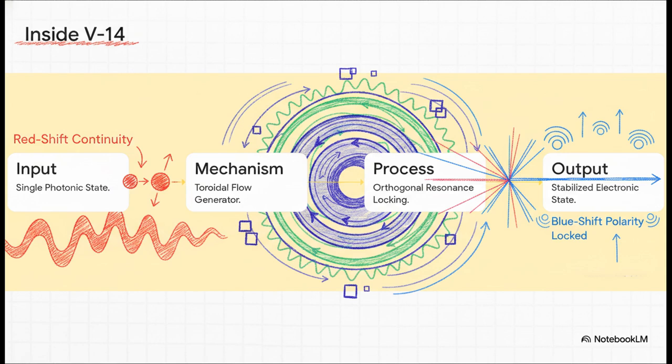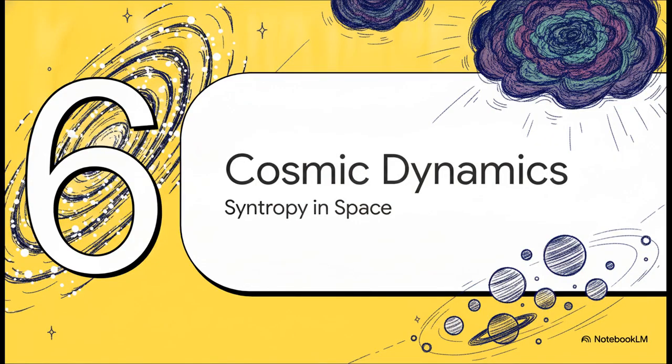So the input is a raw single photonic state, which is characterized by redshift continuity. It hits that central toroidal flow generator and undergoes what's called orthogonal resonance locking. Basically, it forces all those chaotic geometrical alignments tightly into place, like heavy-duty scrubbers locking right into a groove. And the output, you get a perfectly stabilized, linear electronic state that is now blue shift polarity locked. It literally converts quantum chaos into structured, usable geometry. It's absolutely brilliant.